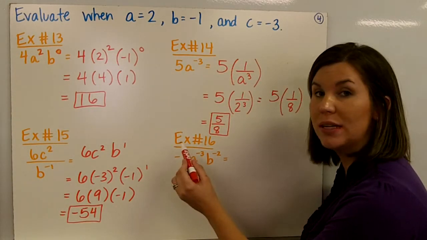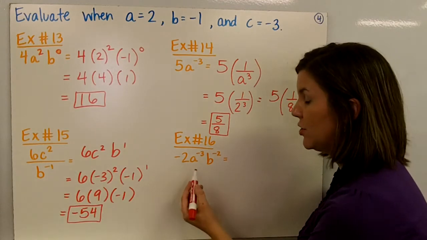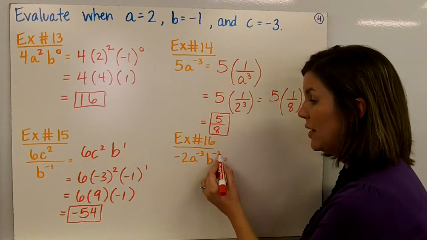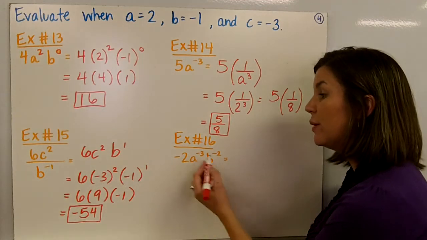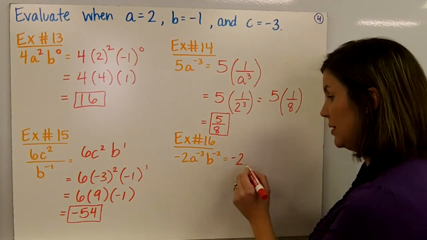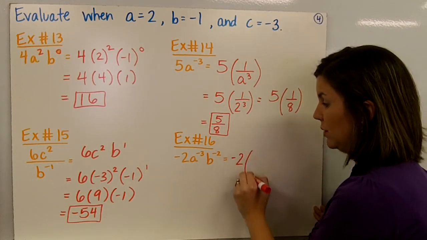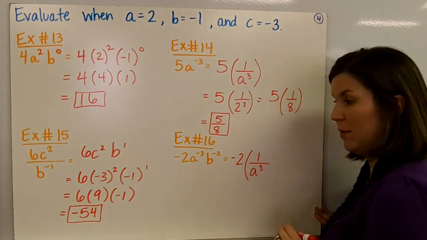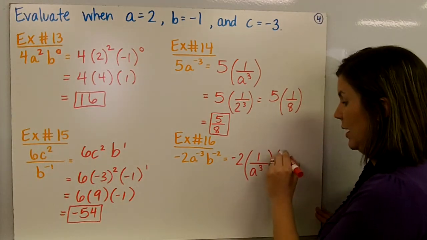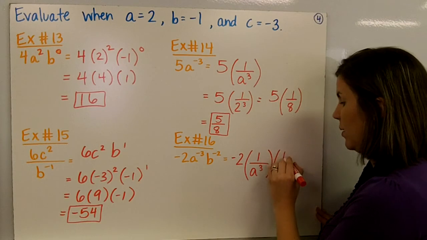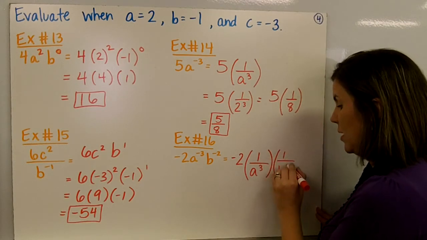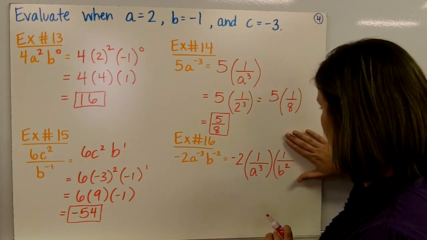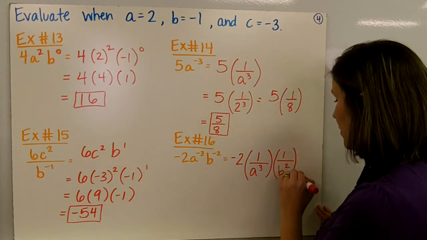And our final example, example number 16. Negative 2a to the negative third power times b to the negative second power. Let's rewrite this to get rid of our negative exponents. So this would be negative 2 times 1 over a to the positive 3 power. And since b is to the negative 2 power, it will become 1 over b to the positive 2 power.